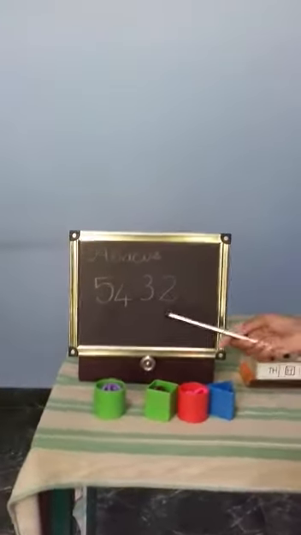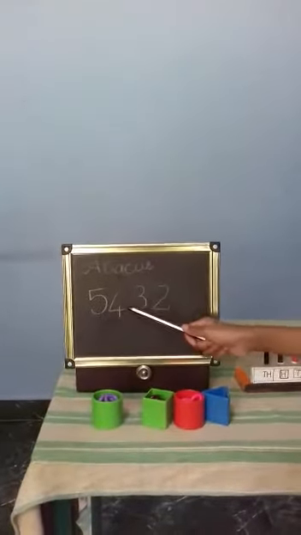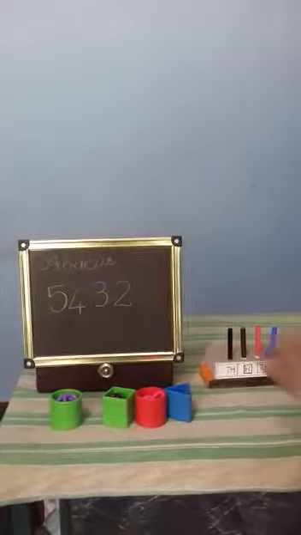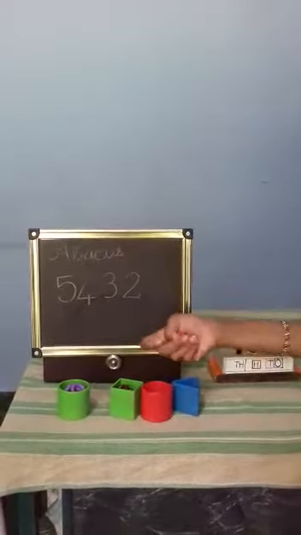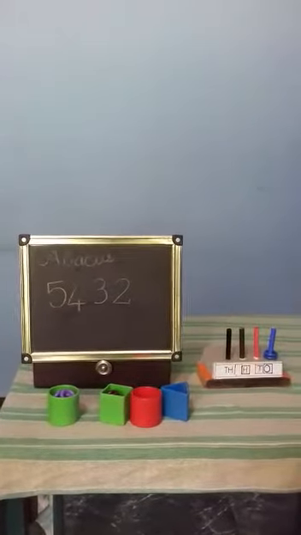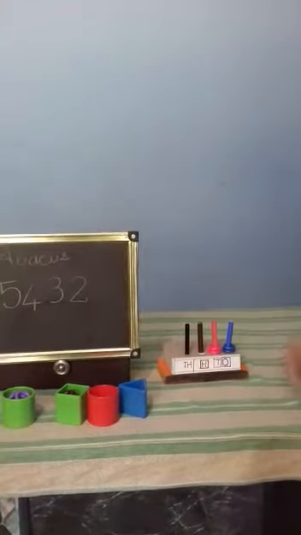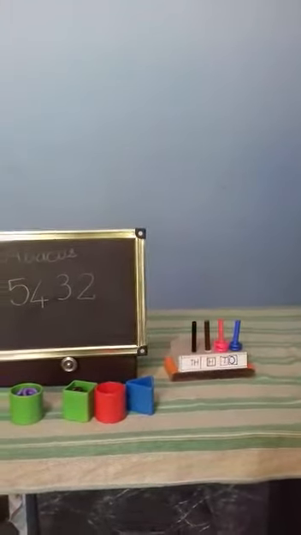5,432. Three. Three is in the tens place. So I take three rings and put them into the tens place. One, two, three.